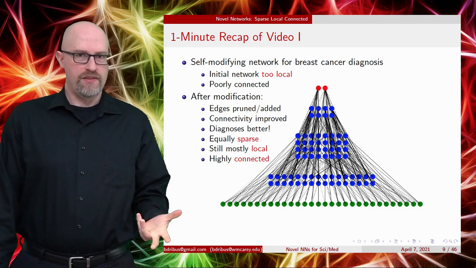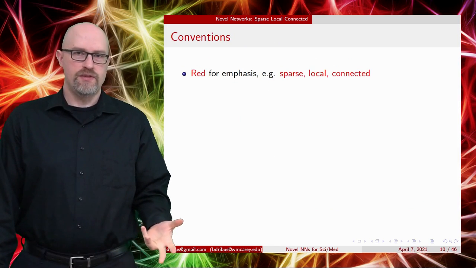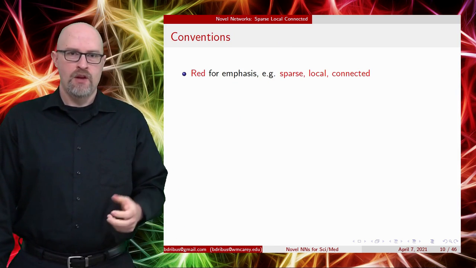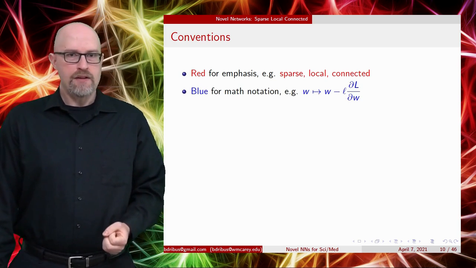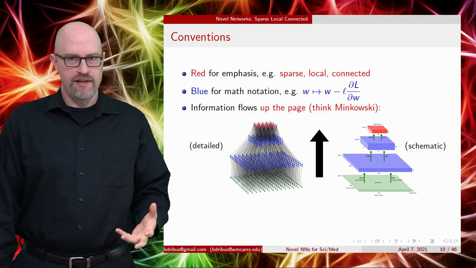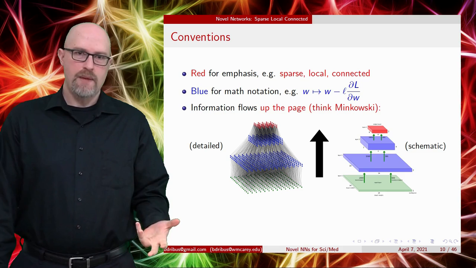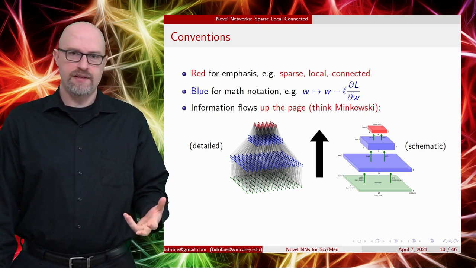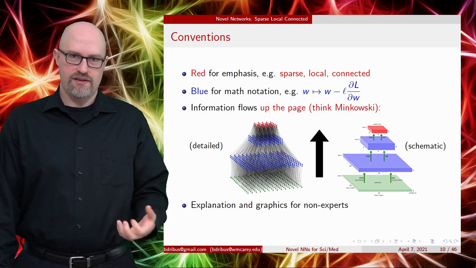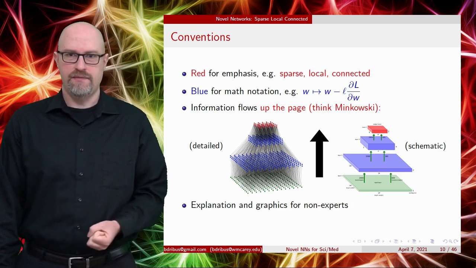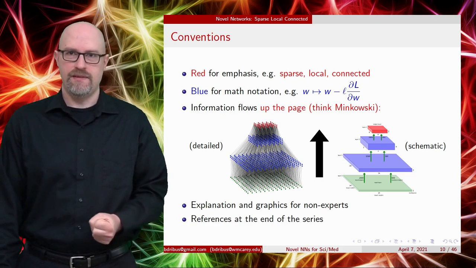Now, since this video and the ones following it begin to involve some technical details, it's useful to establish conventions. Red text is for emphasis and blue is for math notation. Information flow is up the page, as in Minkowski's spacetime diagrams in physics. Networks may be represented either in detail or in schematic form. When in doubt, I try to over-explain rather than under-explain for the benefit of non-experts. References will be discussed comprehensively at the end of the video series.